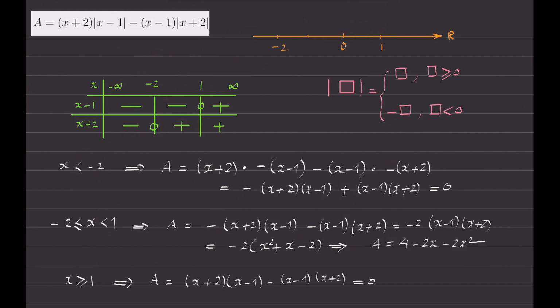So if I want to simplify it, let me write it here. If x is less than minus 2, the answer is 0. If x is between 1 and minus 2, the answer will be this expression, which is 4 minus 2x minus 2x squared. And then finally, if x is greater than 1, that's also 0. So that is the answer to the problem.